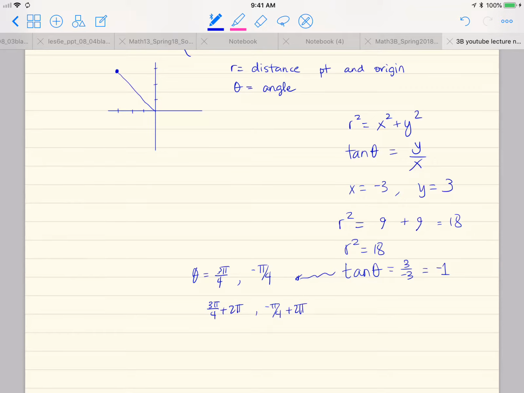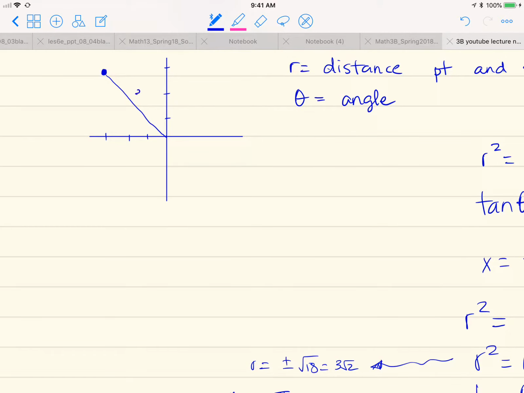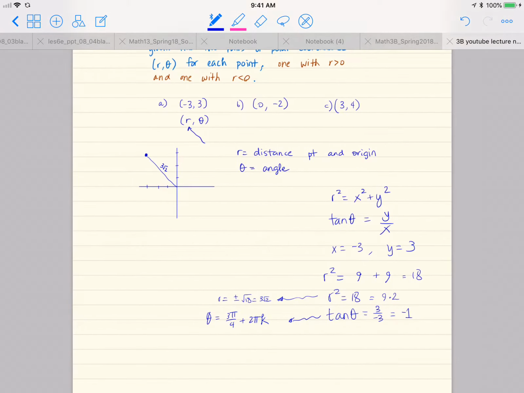So what we need is essentially 3 pi over 4 plus 2 pi k. So let's just go ahead and write that down. 3 pi over 4 plus 2 pi k. And then with the r, as we said before, r could be plus or minus square root of 18. The square root of 18 is going to be, that's 9 times 2, 3 root 2.